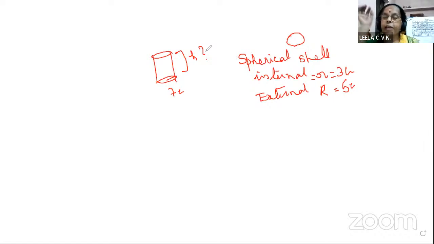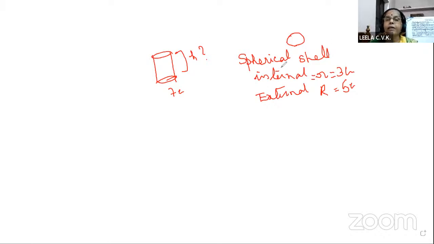In the case of volume problems, understand one basic principle: if you melt something and recast it into something else, the volume will be the same. Did you follow that part? Yes, ma'am. Okay. So the spherical shell volume should be equal to the volume of the cylinder.